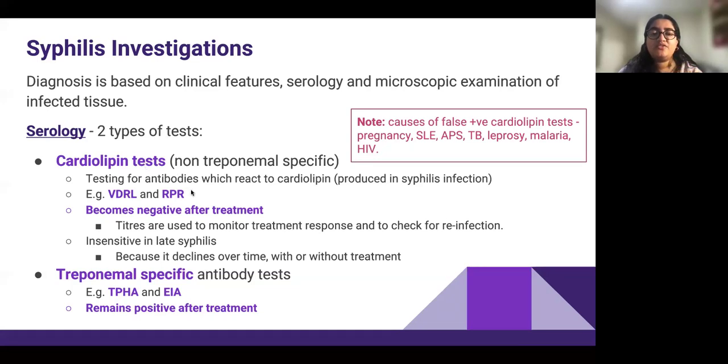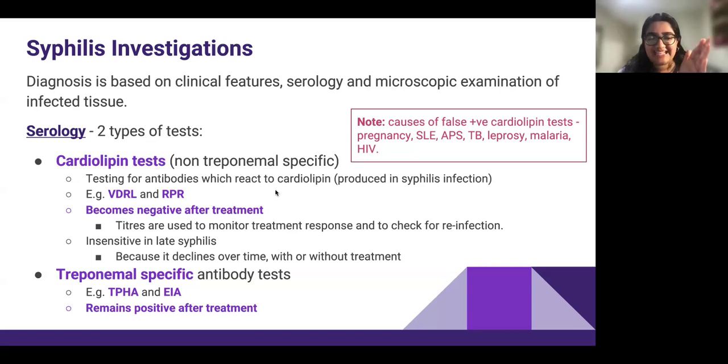So if your non-treponemal specific test is positive, and your treponemal specific test is also positive, then that could indicate that you have active syphilis in you. If your non-treponemal specific test is positive, but the treponemal specific test is negative, because the treponemal test is more specific for syphilis, it would mean that you could potentially have a false positive, and you may not actually have syphilis.